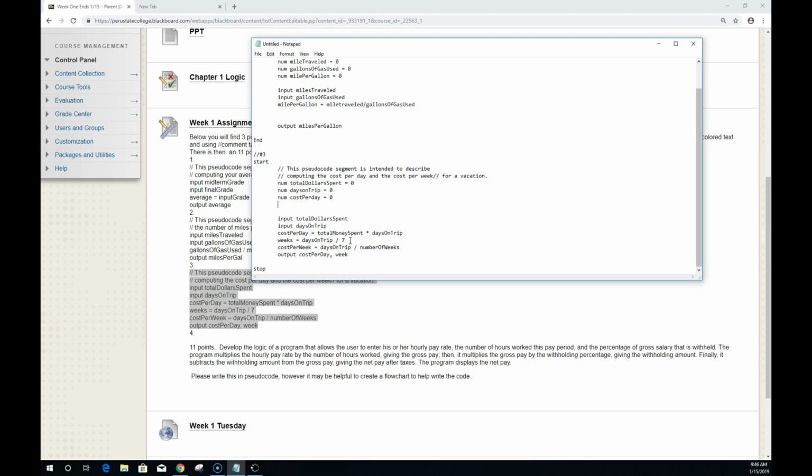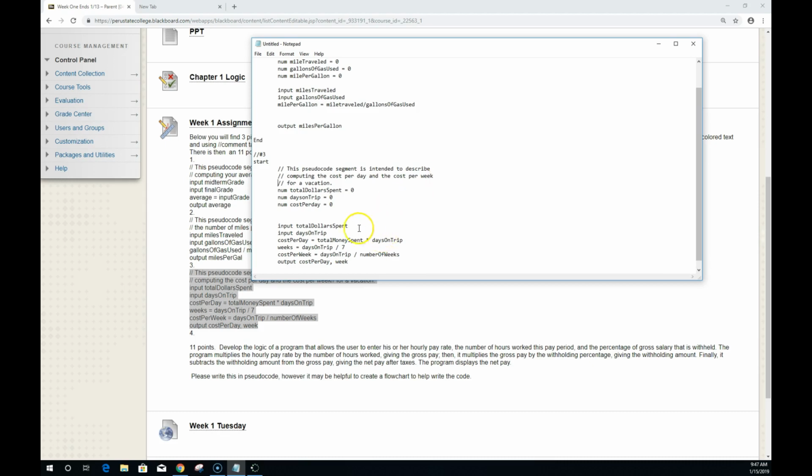We're inputting total dollars spent. That seems to make sense. You're trying to describe how much it costs per day and how much it costs per week for a vacation. So one of the questions I had, is this up here going to cause any issue? No. It actually isn't, and you could simply fix it that way, or you could eliminate them, or you can actually have them both in there. In most languages, a second set of comment tags isn't going to hurt anything.